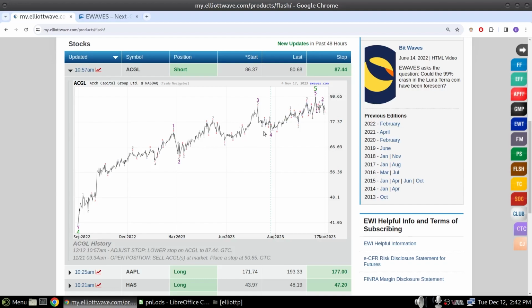So the reason that I took this was I found this among many, many stocks by using a scanning tool in eWaves Live called the Wave Finder, which I'll show you here in a second. But let's talk a little bit more about this setup.